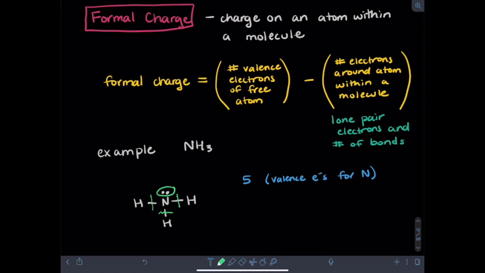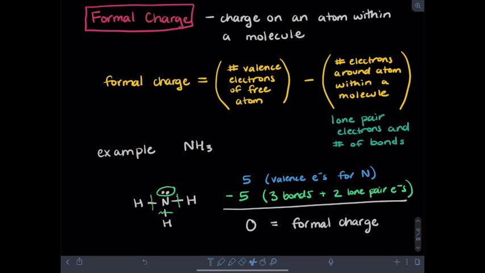You can think about the nitrogen atom within this molecule as having one of the 2 electrons from each of the bonds. So overall, nitrogen in this NH3 molecule has 5 electrons around it. 2 from the lone pair of electrons, and then 3, 1 from each of the 3 bonds. Overall, the nitrogen of ammonia has a 0 formal charge.